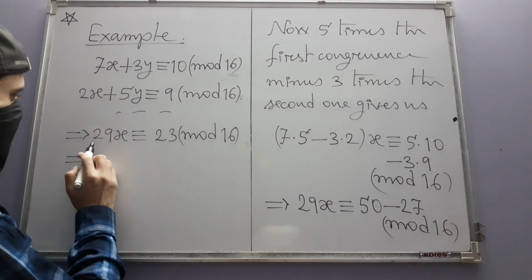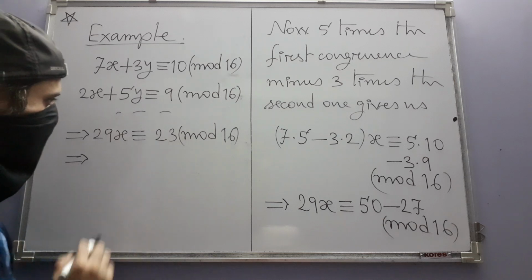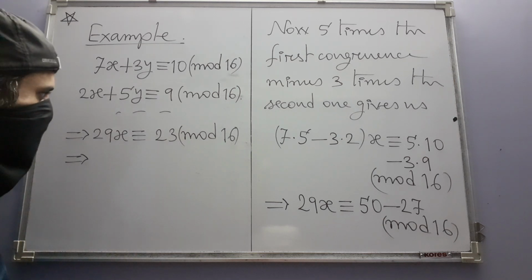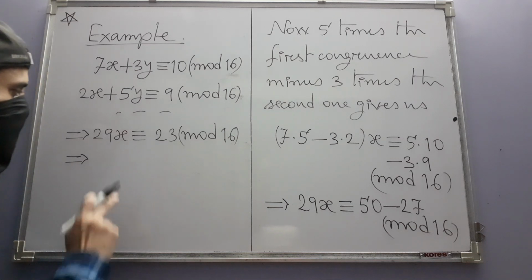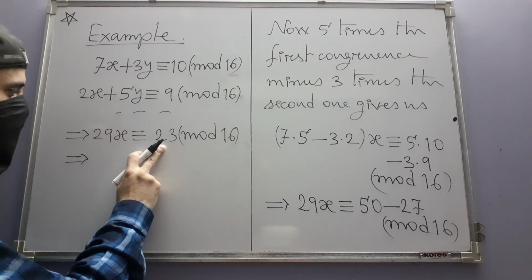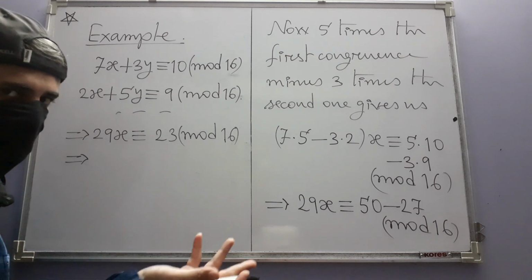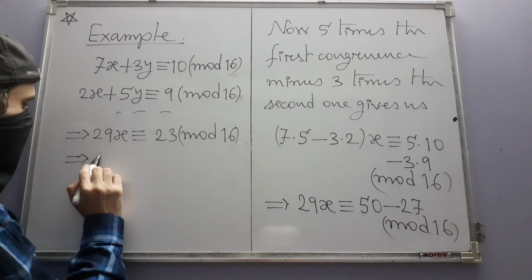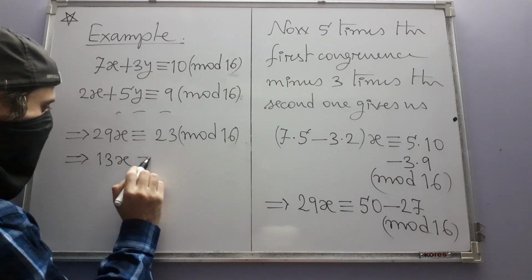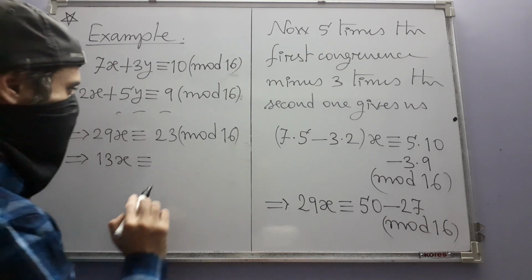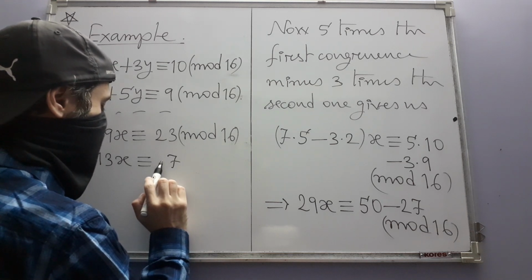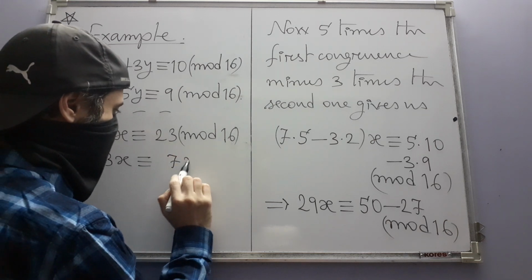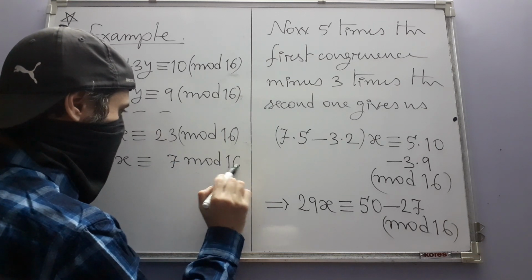Now this can further be simplified. That is, you can reduce 29 and 23 modulo 16, because 2 times 16 is 32, which exceeds both 29 and 23. So to reduce them modulo 16, you can just subtract 16 from both of them. So that will give you 13x congruent to 7, I think. Is it not 7? Yes. Mod 16.